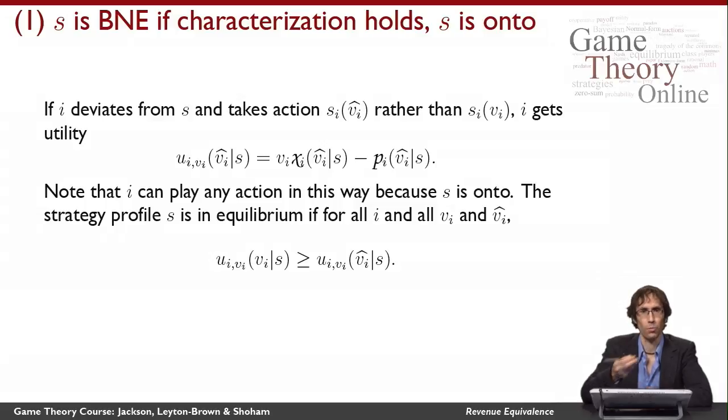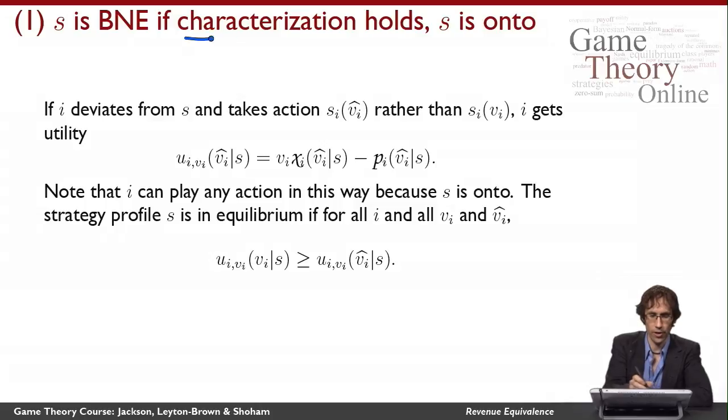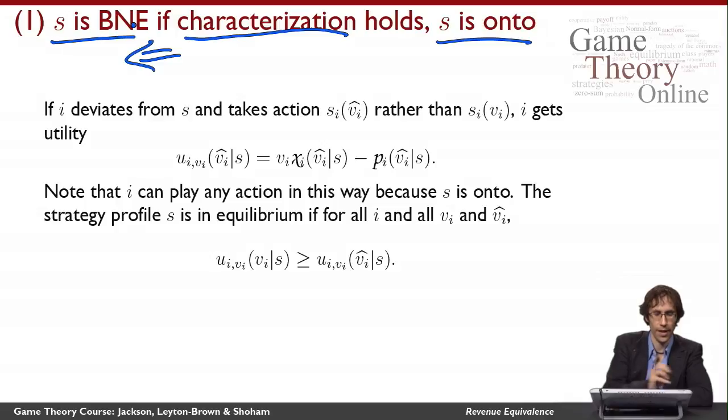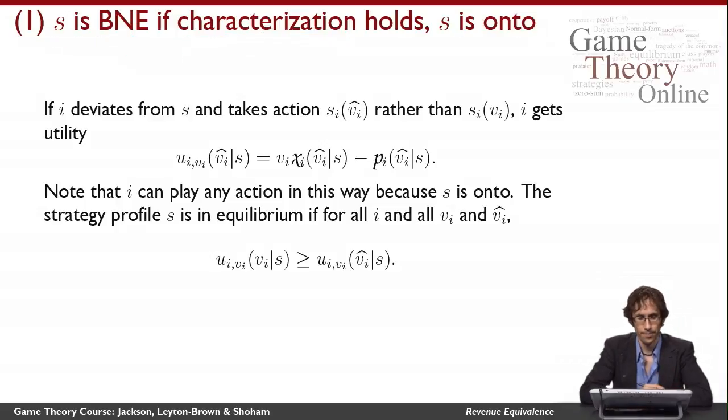Okay, so moving on to this first part, where I'm going to show that the characterization and the assumption that S is onto implies that S is a Bayes-Nash equilibrium. So to begin, if agent I deviates from the strategy profile S, and instead takes the action that the strategy profile S would have him take if his type was not VI, but instead was some other type V hat I, then what would agent I's utility be?